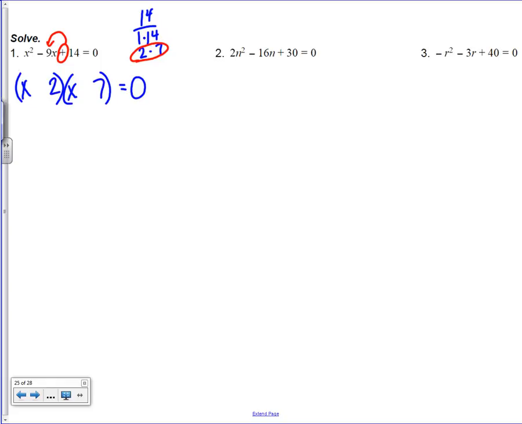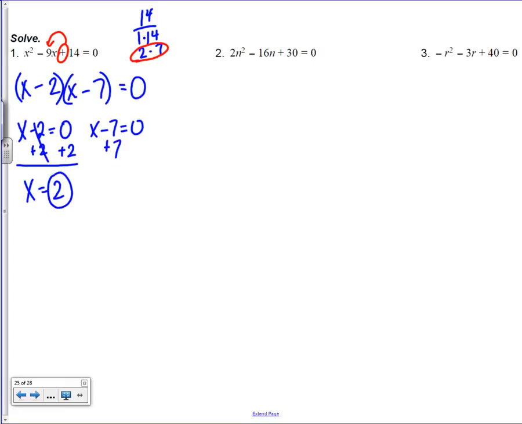That adding to 14 tells me my symbols have to be the same. And this in front of the 9 tells me I have to make them both negative. And now that I have my factors, it's easy from here. You can go ahead and set up your equations and solve them. And there are my 2 solutions.